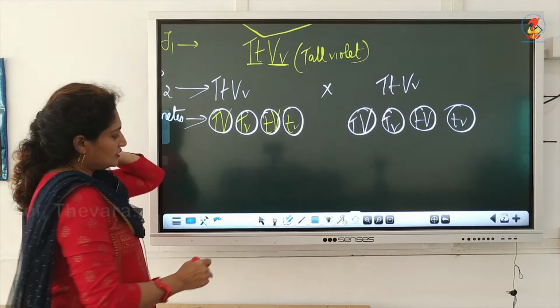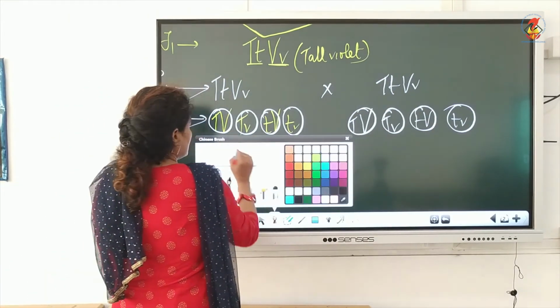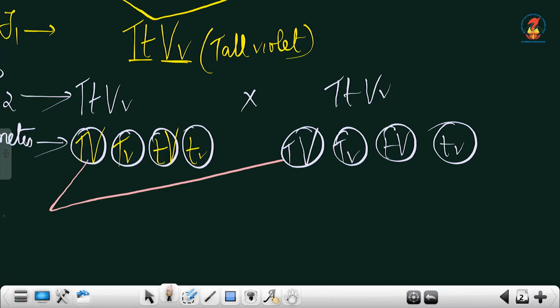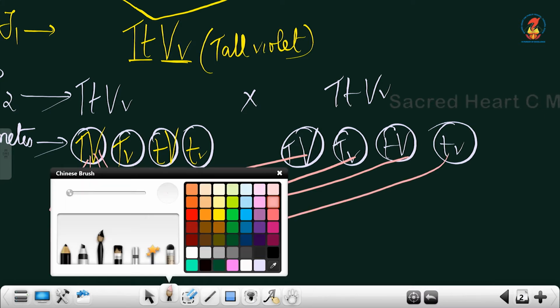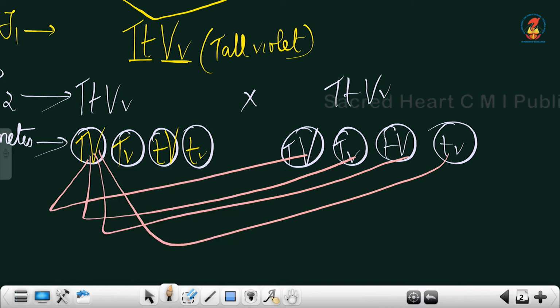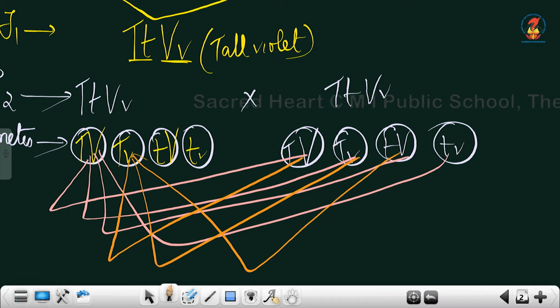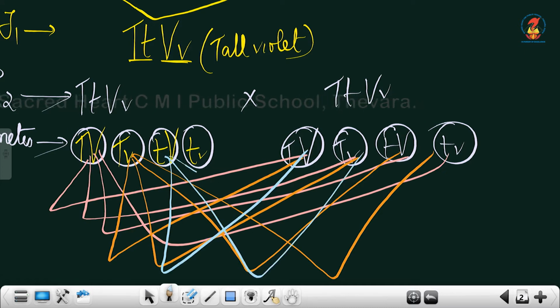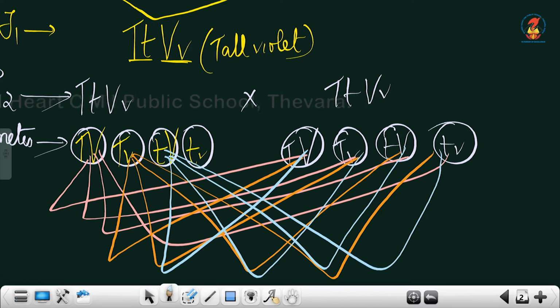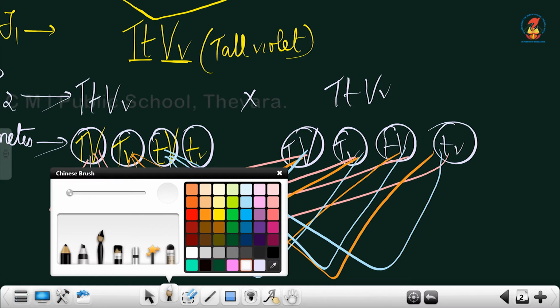Now we have to make crosses. Okay. So now we are going to make the cross. This will cross with these 4. So 1 from here, then to this, then to this, then to this. Then from the second one, I am using another color. From the second one, this to this, this to this, this. Okay. Now from the third one, I am using blue. Third gamete to all 4. Then from the fourth gamete, I am using white.